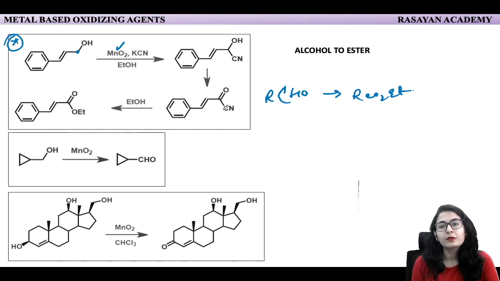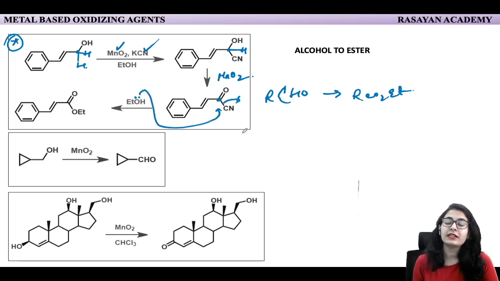But what we can do is we can also go from the allylic alcohol. MnO2 oxidation will give you an aldehyde first, which is simultaneously attacked by the cyanide. So you are going to get the cyanohydrin over here, which is going to be oxidized by MnO2 once again to give this molecule, और ये हो गया है nucleophilic substitution on the carbonyl carbon to give you ester. So basically the application is the same.